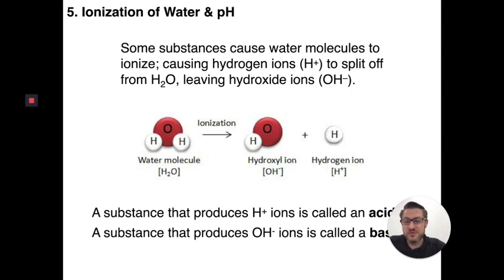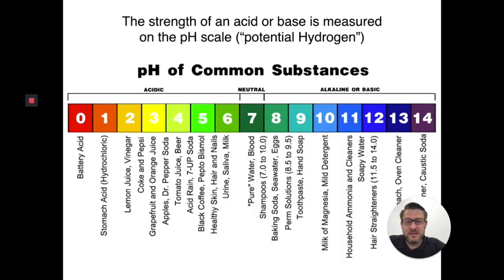Substances that produce hydrogen ions are what we call acids. Substances that produce hydroxide ions are what we call bases. We measure the acidity or the basicness of a substance on what is called the pH scale. pH stands for potential hydrogen. So this scale goes from 1 to 14, and in the middle is 7, which is neutral. So pure water, that is water without anything in it, has a neutral pH. The amount of hydrogen and the amount of hydroxide is basically balanced.